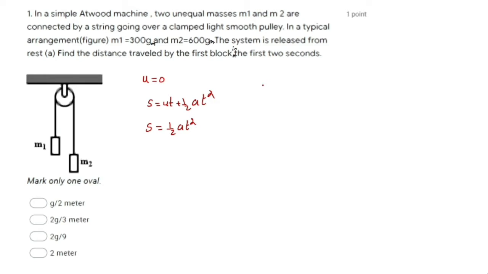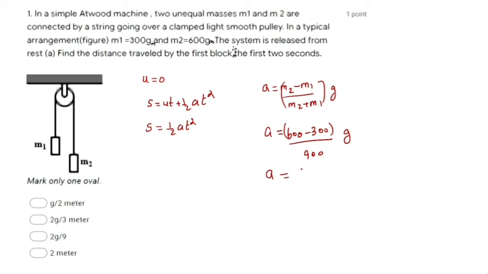In a simple Atwood machine, we already learned the formula: acceleration is equal to (m2 minus m1) divided by (m2 plus m1) into g. If you substitute the values, acceleration of the blocks a is equal to, the mass m2 is 600 gram minus 300 gram divided by 600 plus 300, that is 900, into g. That means the acceleration is equal to 300 divided by 900 into g, which is equal to g divided by 3 meter per second square.